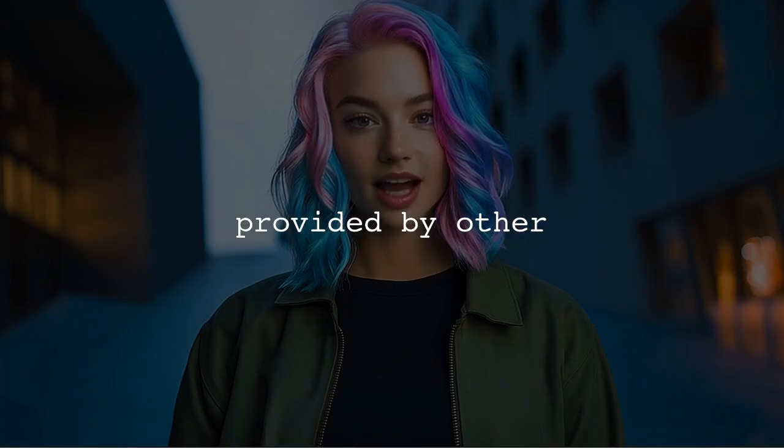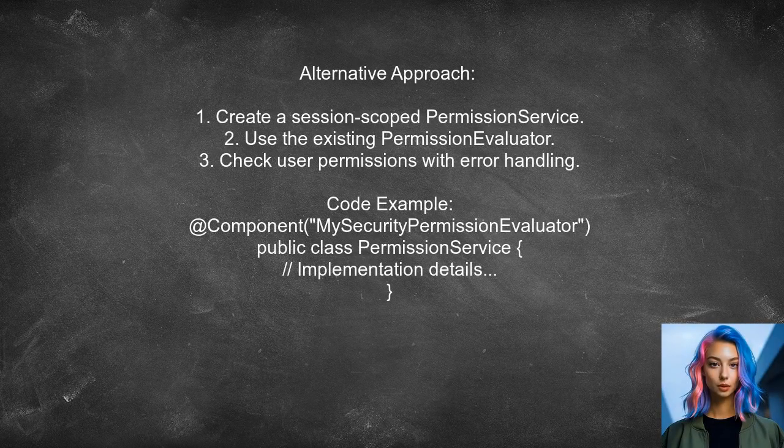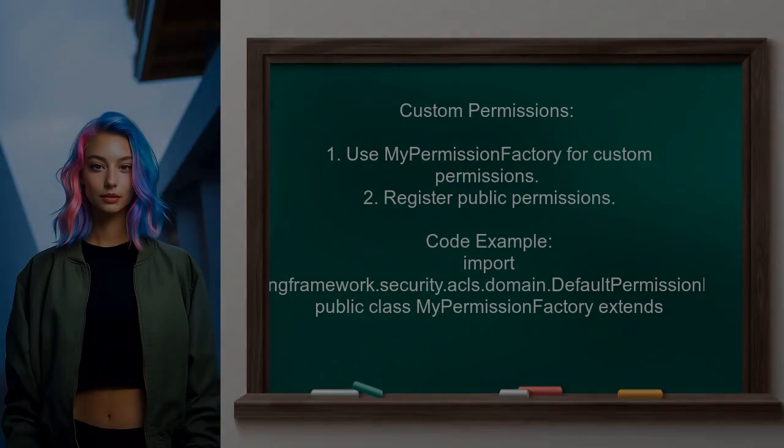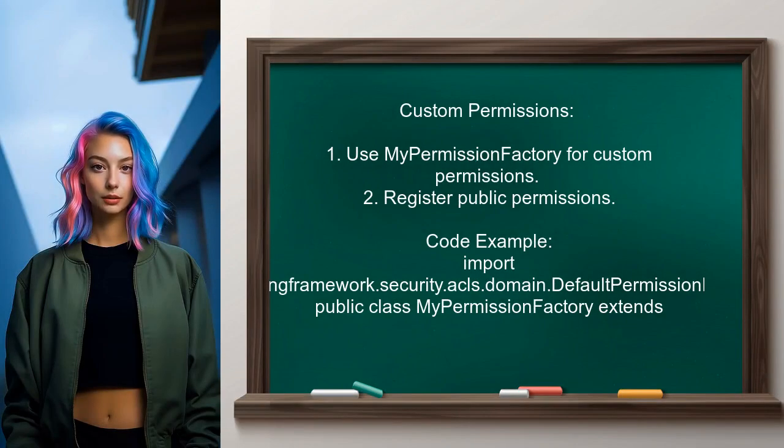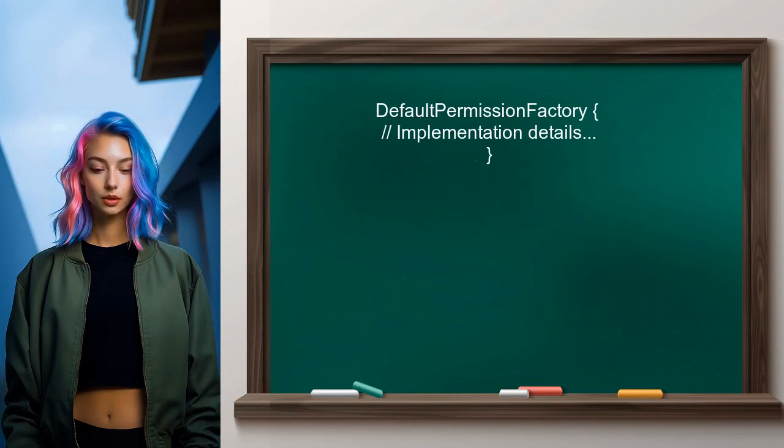Now let's look at the answers provided by other users. An alternative approach shared by another user involves creating a custom permission service. They suggest using a session-scoped component that utilizes the existing permission evaluator. This service checks if the user has the necessary permissions for the given object, handling exceptions gracefully. They also recommend avoiding hard-coded permissions by using a custom permission factory. This allows for better management of permissions, making the code cleaner and more maintainable.